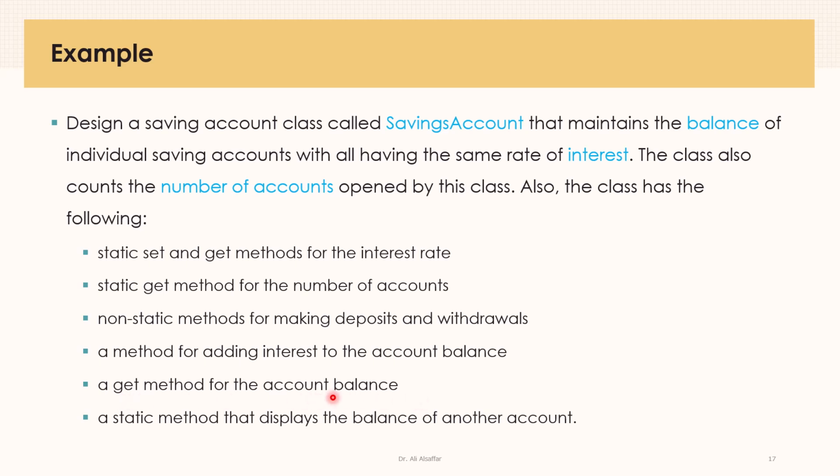For getting the account balance, the account balance is an instance variable, it is non-static, so we cannot define this get method as static because static methods can reference only static variables.